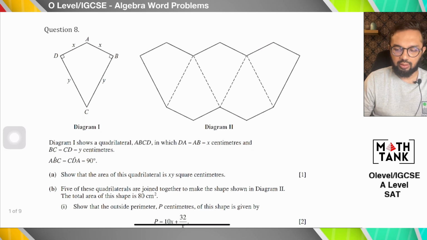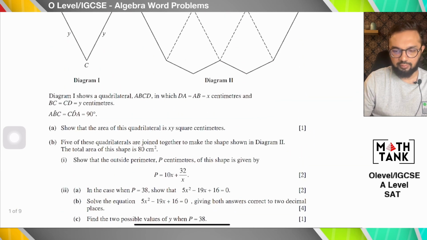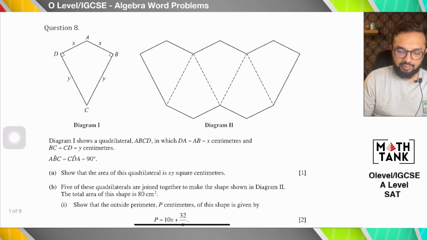So let's start solving. This is a pretty old question, from June 2003. It says the diagram shows quadrilateral ABCD in which DA equals AB equals x and BC equals CD equals y. I've told you that there are two angles that are 90 degrees. I see a kite basically. Show that the area of this quadrilateral is xy.